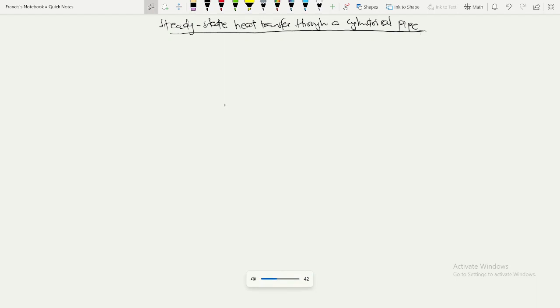Hi there. Today's video will be looking at steady state heat transfer through a cylindrical pipe. First of all, we'll be looking at conduction. So when you have a cylindrical pipe, the pipe is in this form. This is our inner layer of the pipe and then this is our outer layer of the pipe. So we can redraw the pipe as something like this.